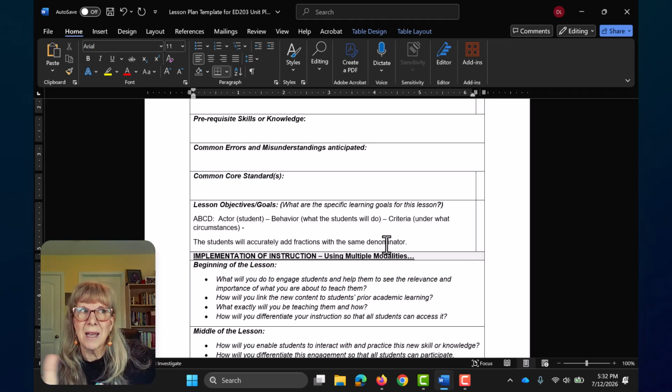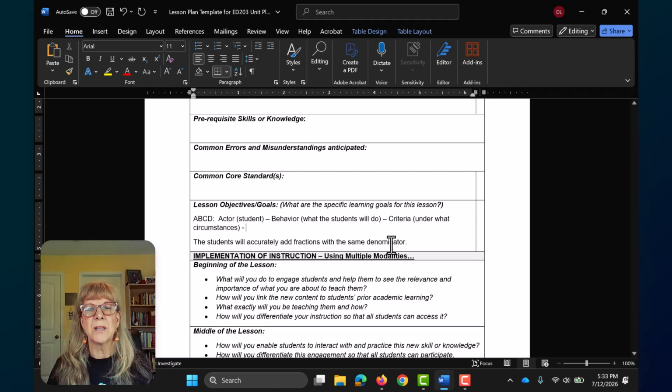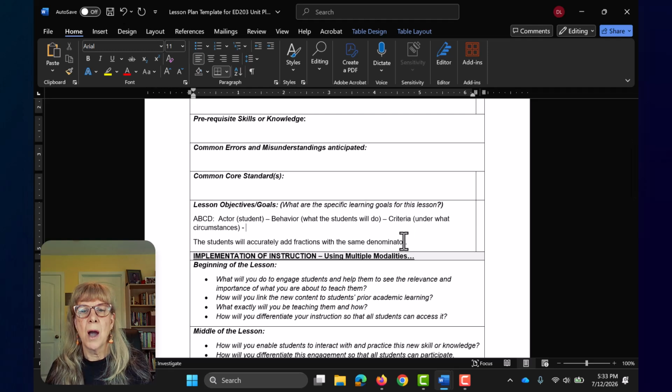Or you might say, because lessons have to be differentiated, read a text at their instructional level. Because not all students are reading at the third grade level. So the students will add fractions with the same denominator. So I'm saying, okay, they don't yet have to demonstrate an ability to add fractions with different denominators or add mixed numbers. So that's my criteria.